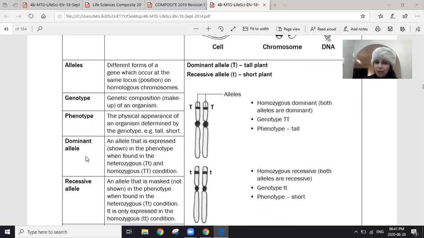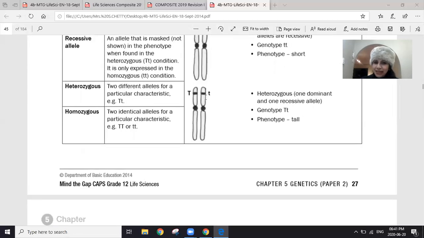biological term, dominant allele. If an allele is dominant, my darlings, an allele that is expressed in the phenotype when found either in a heterozygous or homozygous condition is known as a dominant allele. Oh my God, heterozygous and homozygous, what on earth does that mean? In other words, if there are two identical alleles, that is a homozygous condition, and if there are two different alleles, that is a heterozygous condition.